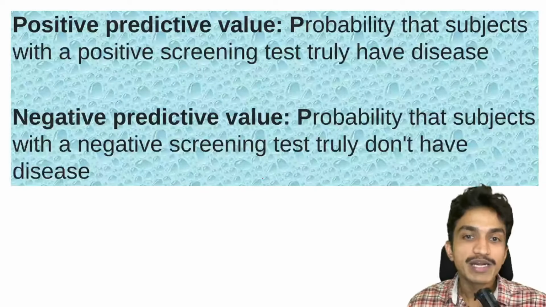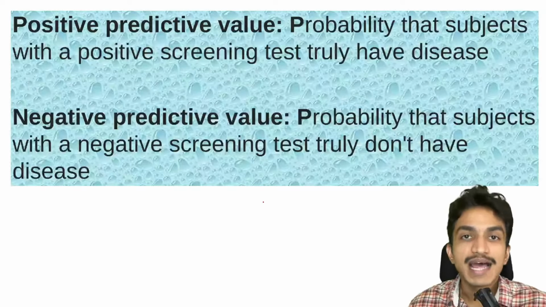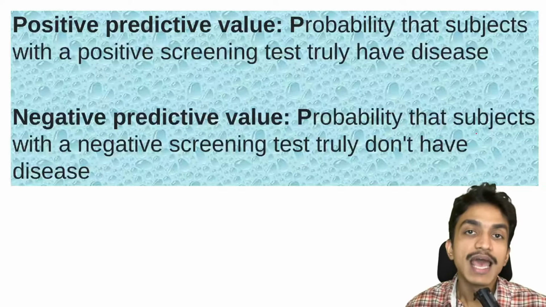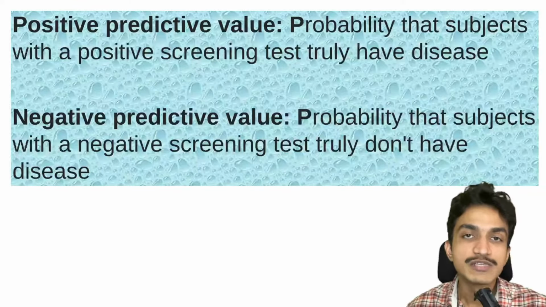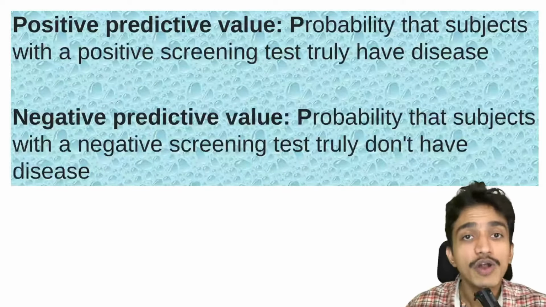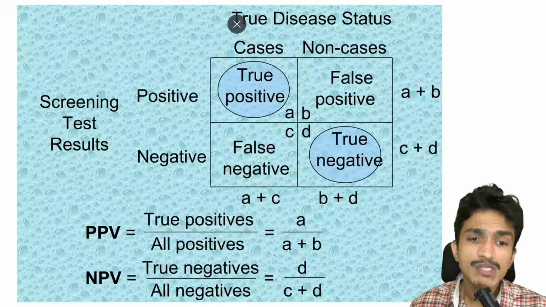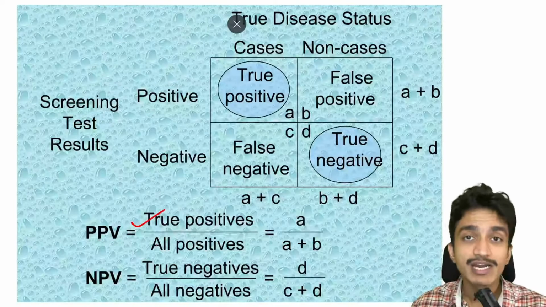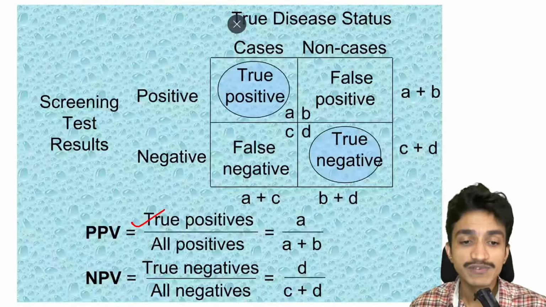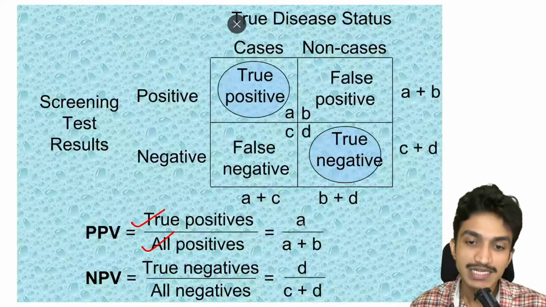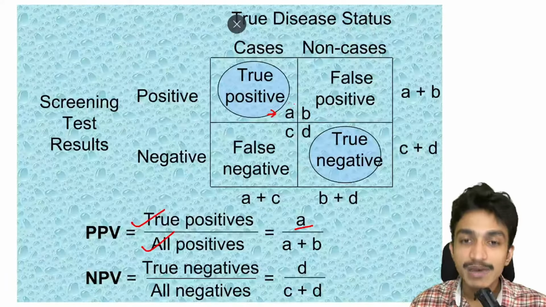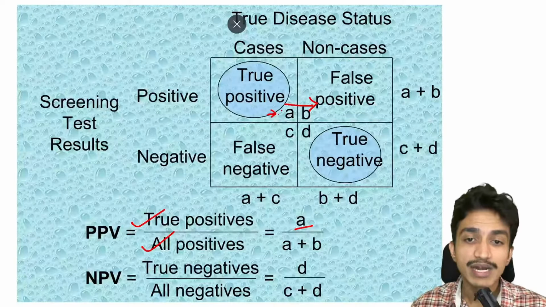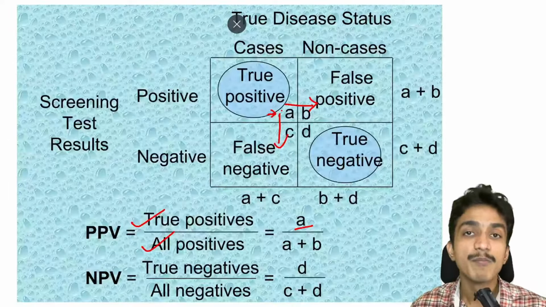So the positive predictive value is the probability that the subjects with a positive screening test actually have the disease, and the negative predictive value is that the patients who are given the negative report are actually not carrying the disease. So to see the formula, positive predictive value is true positive divided not by the cases but the number of positive results given by that particular report. So that is A divided by A plus B. What was the sensitivity? It was A divided by A plus C. That is the number of cases.